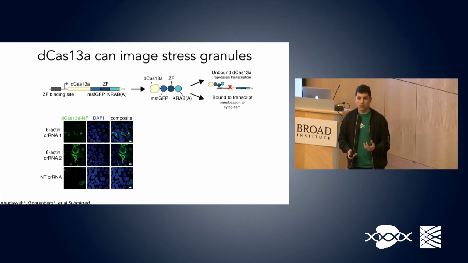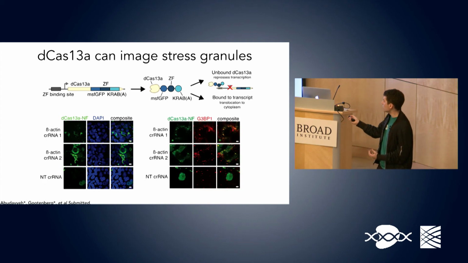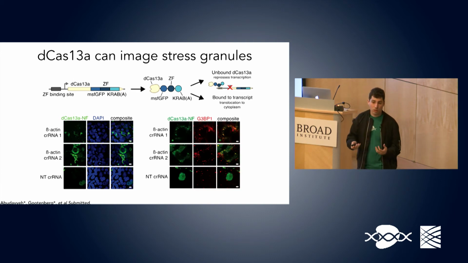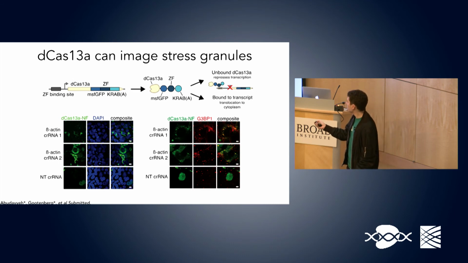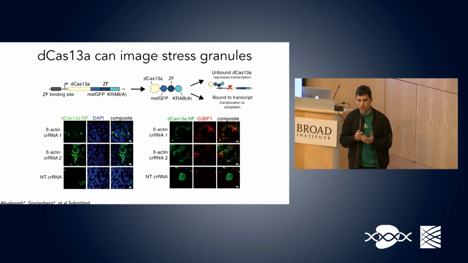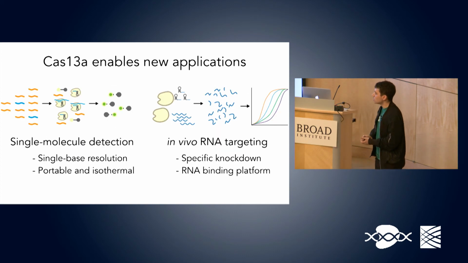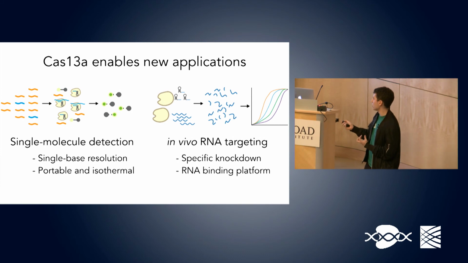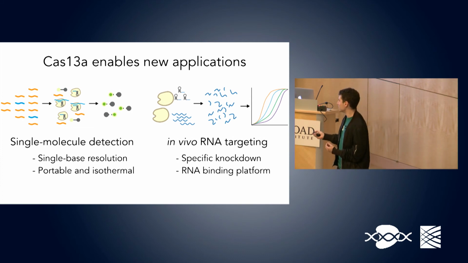Applying this to stress granule tracking, we can stain for G3BP1, which is a marker of stress granules. This is by immunofluorescence. You can see that we get substantial overlap in these beta-actin targeting guides, both here and here, but no overlap when we target with a non-targeting RNA. So we can target these transcripts, which are known to localize to stress granules, and see a stress granule response. So in summary, we can do single molecule detection that is specific and portable, but we can also do in vivo RNA targeting, which is also specific, and it's a versatile RNA binding platform.